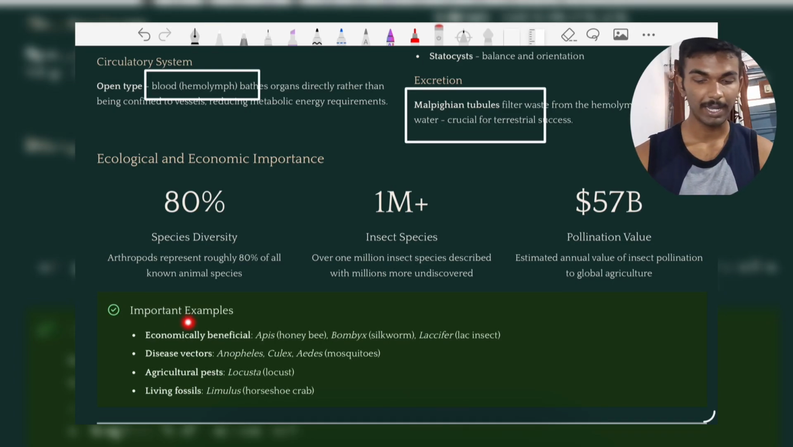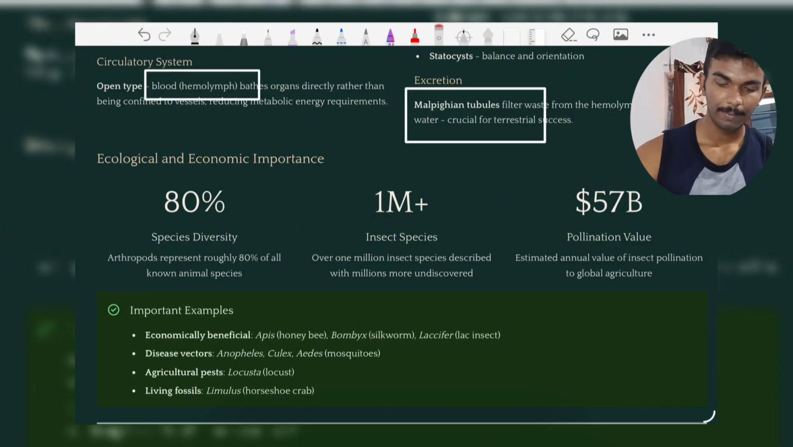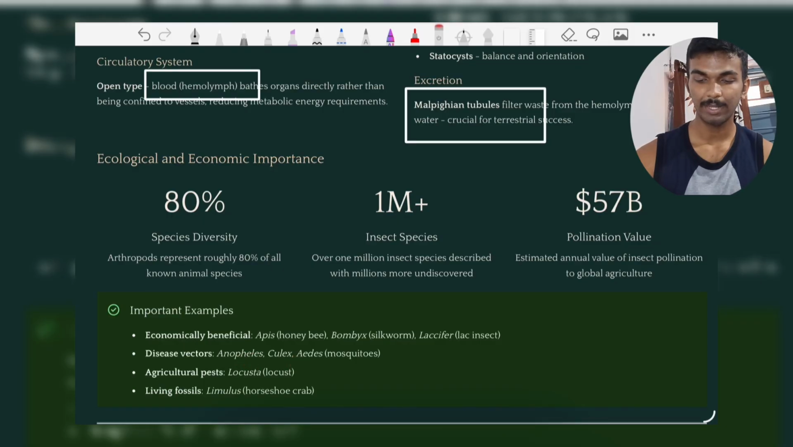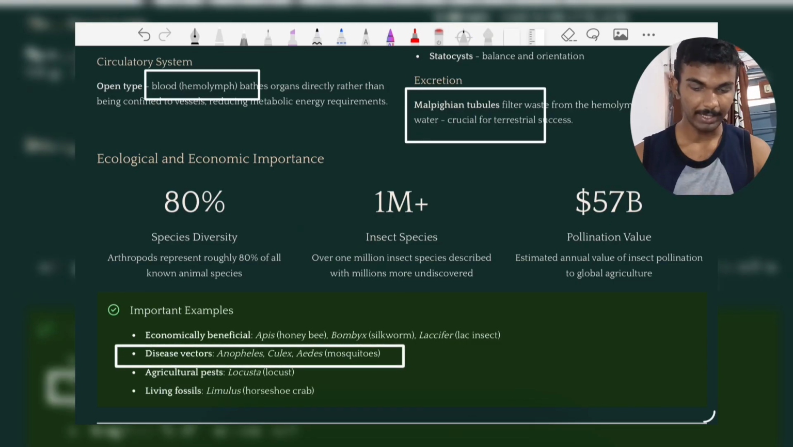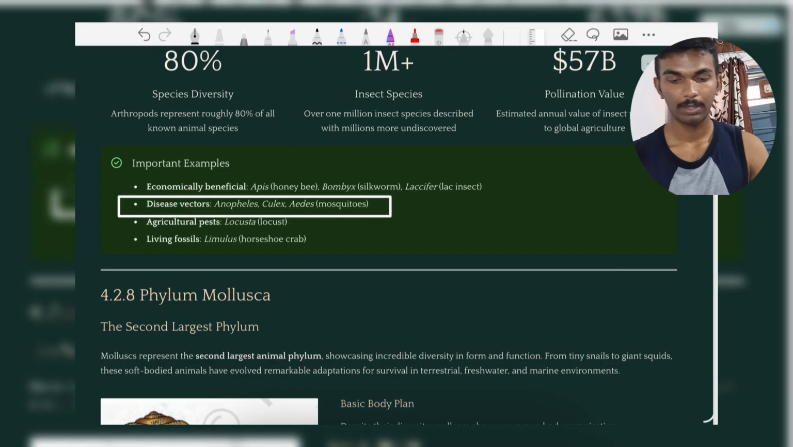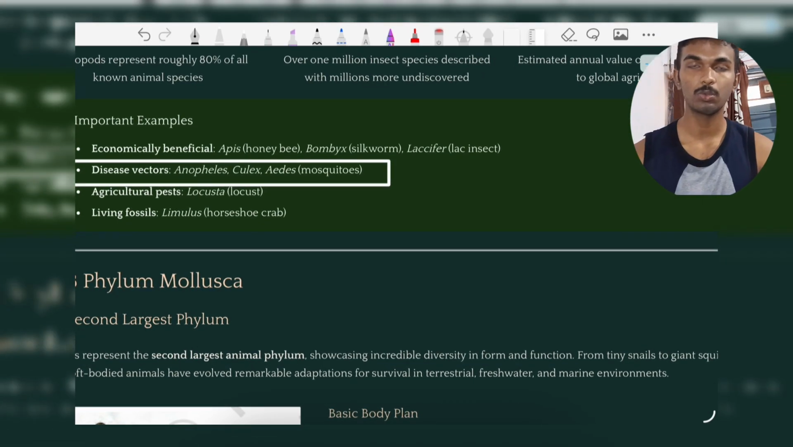Important examples: economically beneficial Apis, honeybee, Bombyx, silkworm, Laccifer, lac insect. Disease vectors: Anopheles, Culex, Aedes, that are mosquitoes, and agricultural pests, Locusta, like grasshoppers, and living fossils, Limulus, horseshoe crab.